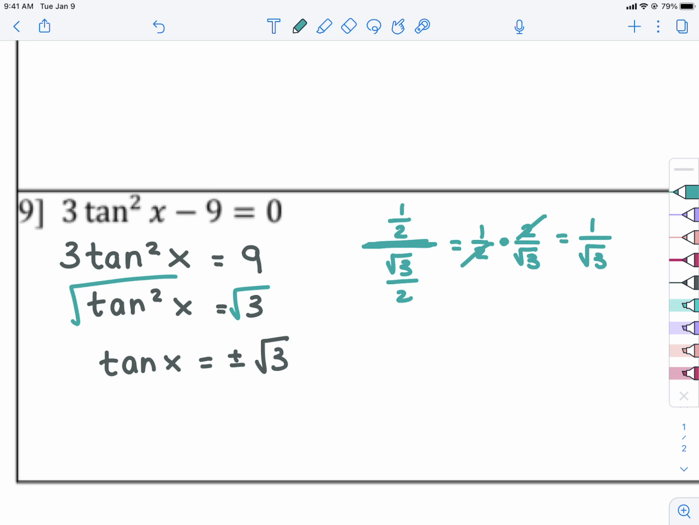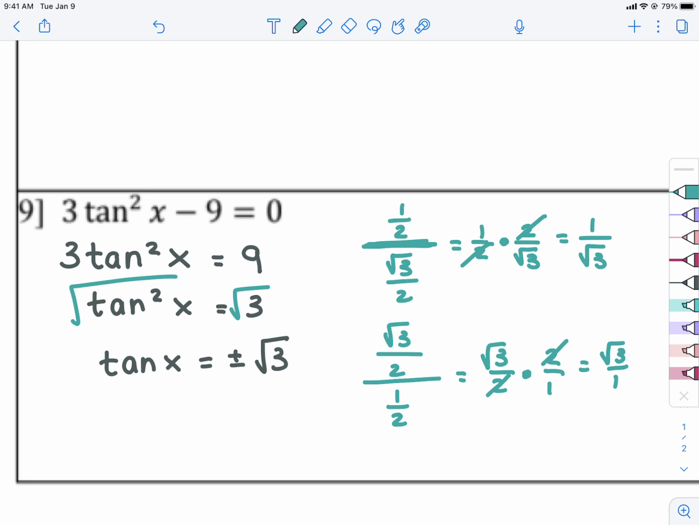Is that what I was looking for? No. So I picked the wrong one, right? The pi over 6 was not the one I wanted. Pi over 3 was the one I wanted. If I wanted to make sure, I could check root 3 over 2 over 1/2, keep, change, flip, my 2's cancel, and I get root 3 over 1.